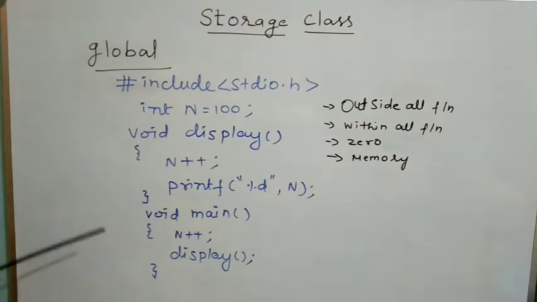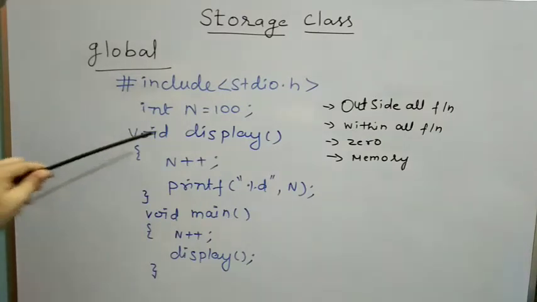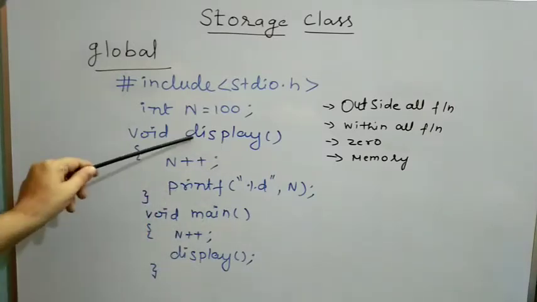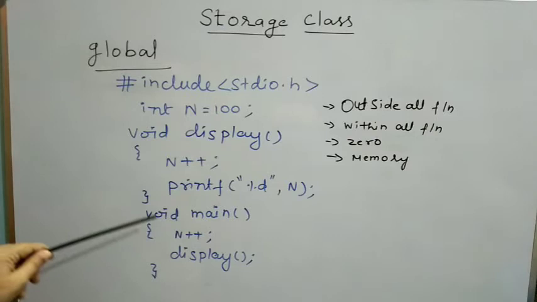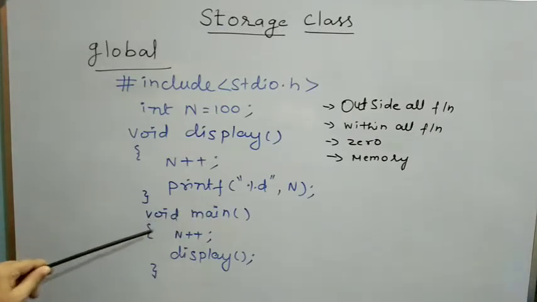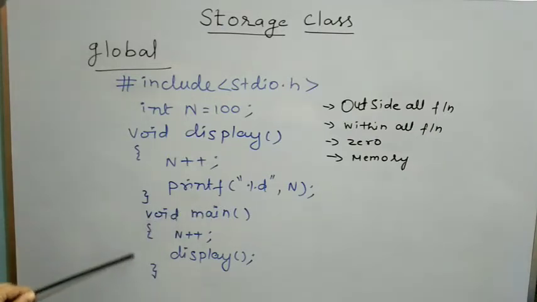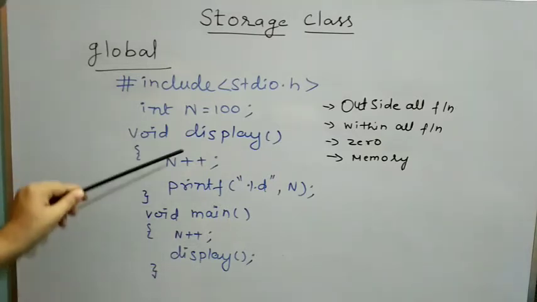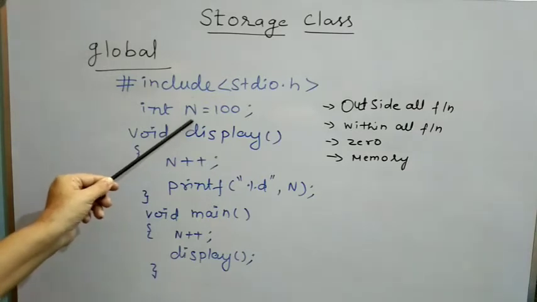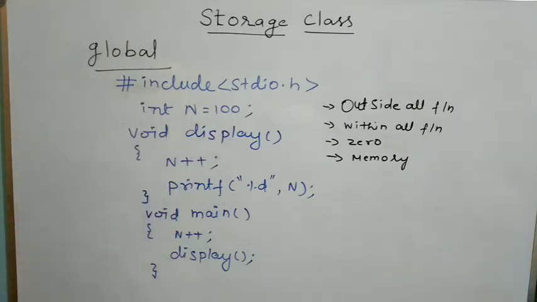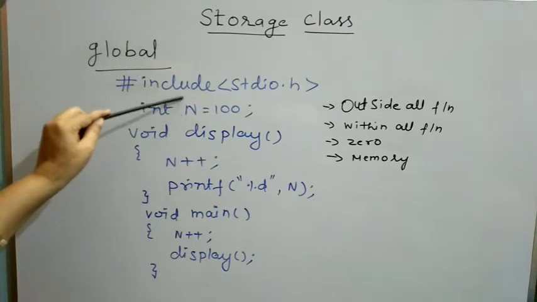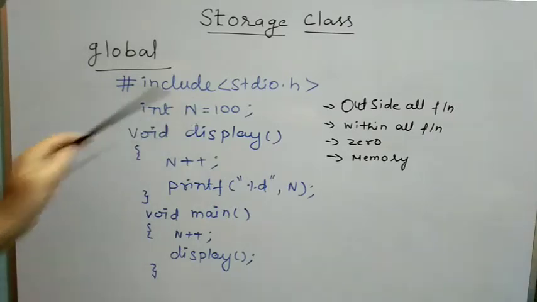We have a sample program. In this program we have defined two functions, one is display, the other one is main. This is the definition of the main function, and this is the definition of the display function. Outside both functions I have defined and declared a variable n, initialized with the value 100. When a variable is defined outside all the functions in the program, it is called a global variable, so n is my global variable.